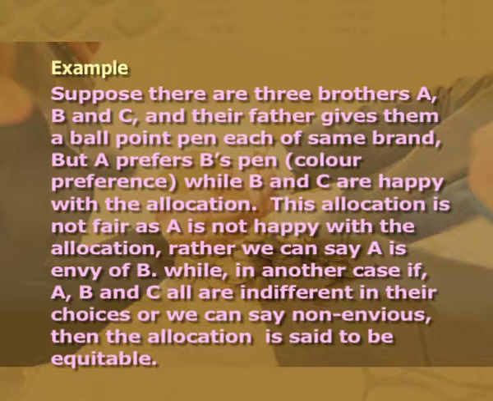This allocation is not fair as A is not happy with the allocation. Rather, we can say A is envious of B. While in another case, if A, B and C all are indifferent in their choices, or we can say non-envious, then the allocation is said to be equitable.